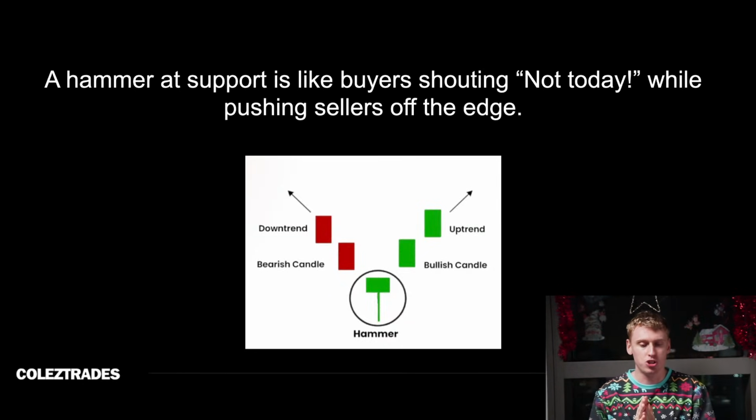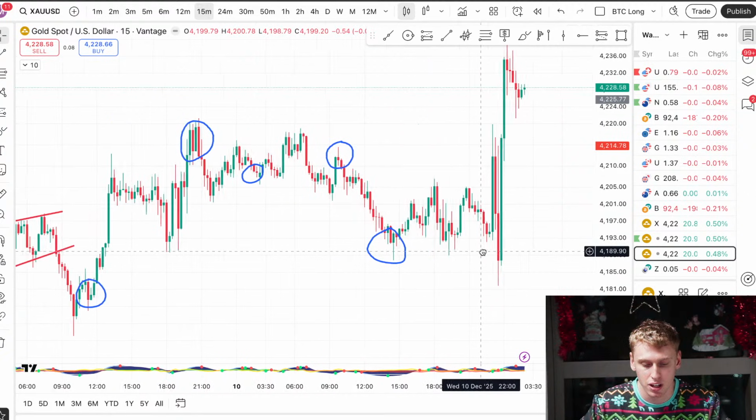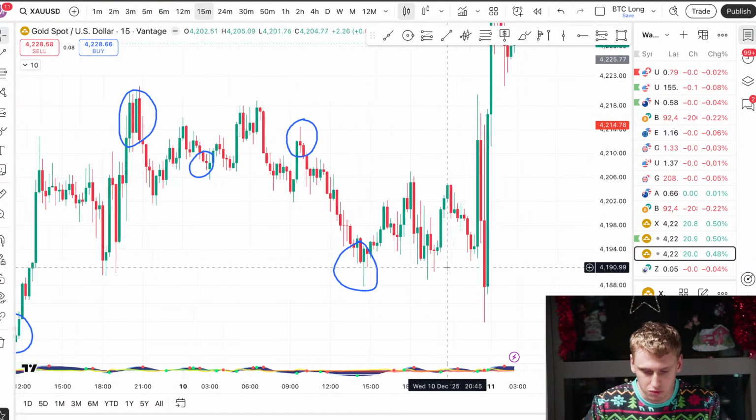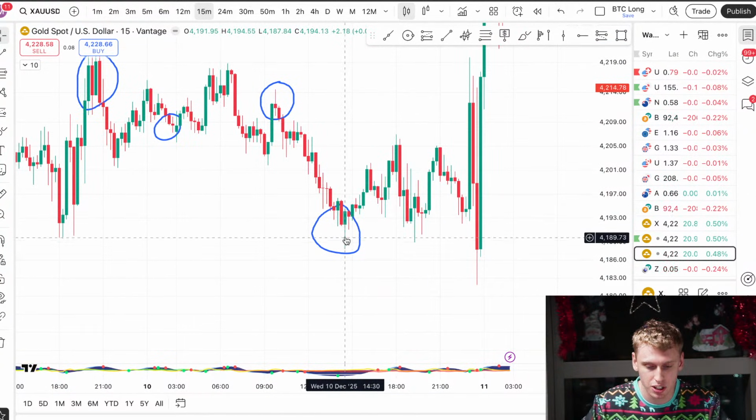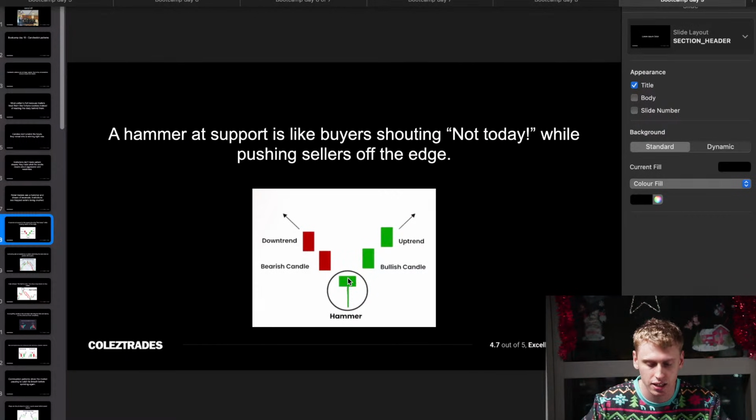Let's go. Okay, cool. So first off, we've got a hammer. As support, it's like buyers shouting, "Not today," while pushing sellers off the edge. Now, let's go into an example of a hammer. We can see here a long wick at the bottom with a thick body. Long wick, thick body.